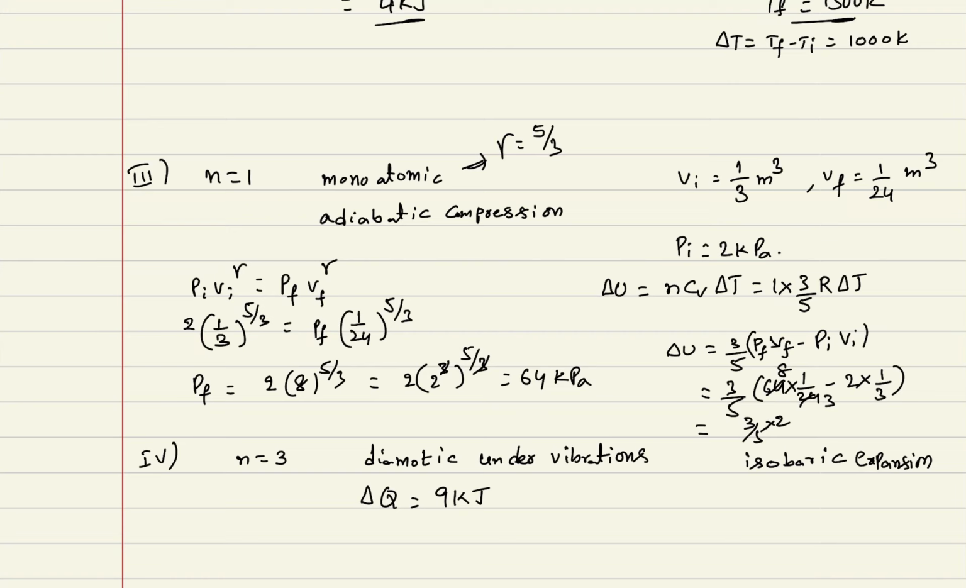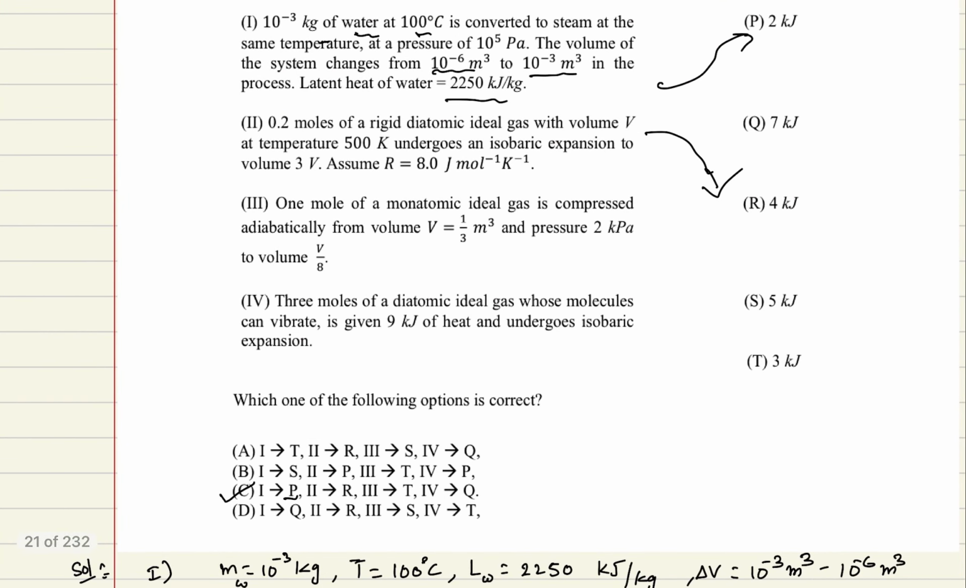Okay, so just observe that value of this. I'm sorry, this is 3 by 2 only, not 3 by 5. Cv value is 3 by 2 R, Cp value is 5 by 2 R. So you can observe that this value is 3 by 2 R. This can cancel 3. Whatever relation is there, you can write 3 kilojoules. Now check that it is 3 kilojoules.